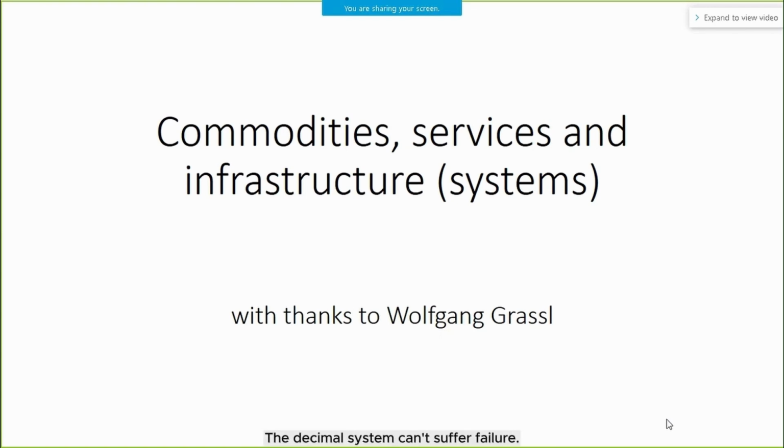The decimal system can't suffer failure. The solar system can't suffer failure. Environmental system can't suffer failure. And I'm going to write that down because that's something I hadn't thought about. Does that break the all sum? No, because nowhere did I say all systems can fail. I did not say that.